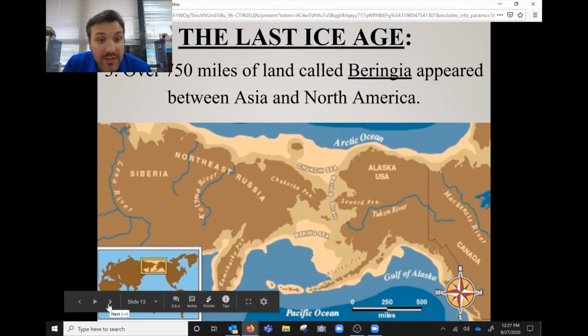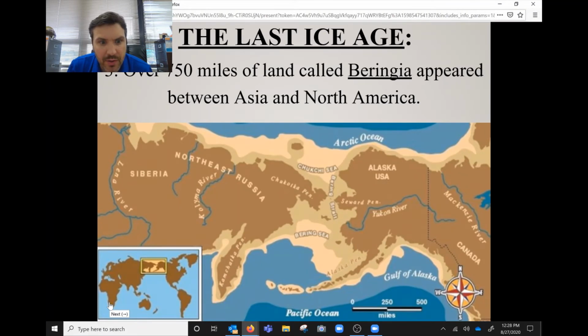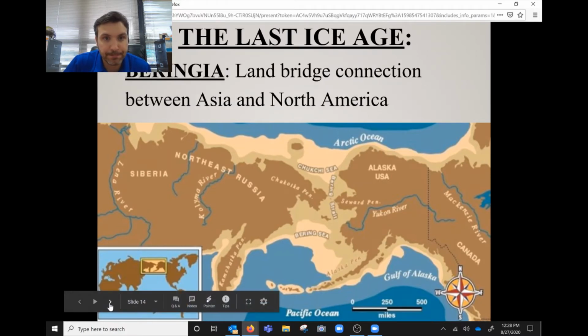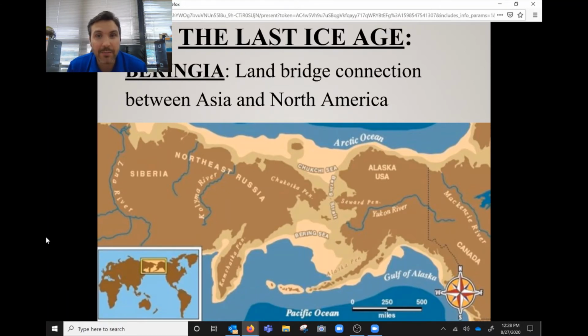Is there a chance that they could have crossed somewhere else? Possibly, right? Could the same natives that rode in giant ships from New Zealand or Australia who made it all the way to Hawaii have also made it to North America? That's possible. But there's a little bit more evidence that leads scientists and historians to believe the most likely path was Beringia. So Beringia, as vocabulary, is the last land bridge connection between Asia and North America.